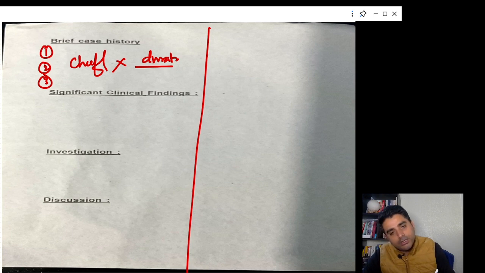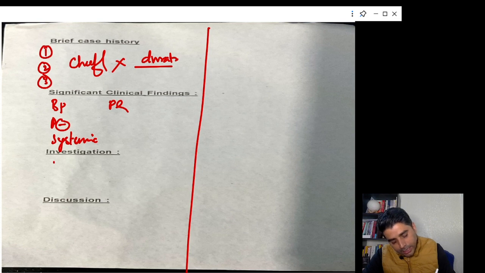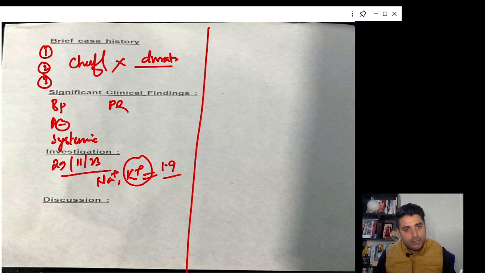Then the clinically significant findings, like whatever the blood pressure, whatever the pulse rate, whatever the general physical examination and systemic examination, you need to write here. Okay, investigations you will write along with the date. Why is that? Because, like on 29 November they have done some important tests. Remember all of the important tests, and sodium, potassium, the electrolytes are very important. It might be very low on 29th, like potassium is 1.9 or something. Then the patient received the treatment, and we repeated it on 1st December 2023.